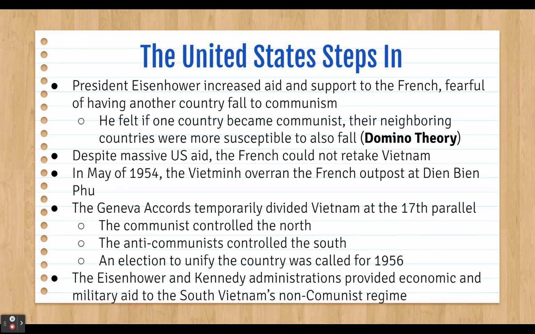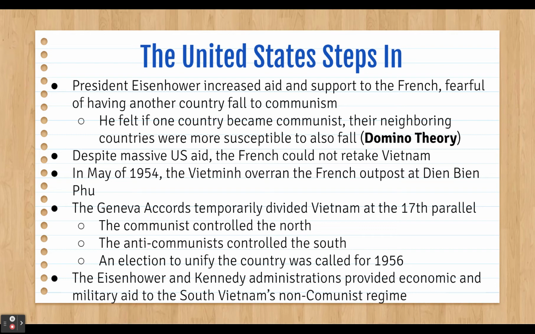The United States steps in. President Eisenhower increased aid and support to the French, fearful of having another country fall to communism. He felt if one country became communist, their neighboring countries were more susceptible to also fall to communism, and this became known as the domino theory. Despite massive U.S. aid, the French could not retake Vietnam. In May of 1954, the Viet Minh overran the French outpost at Dien Bien Phu.